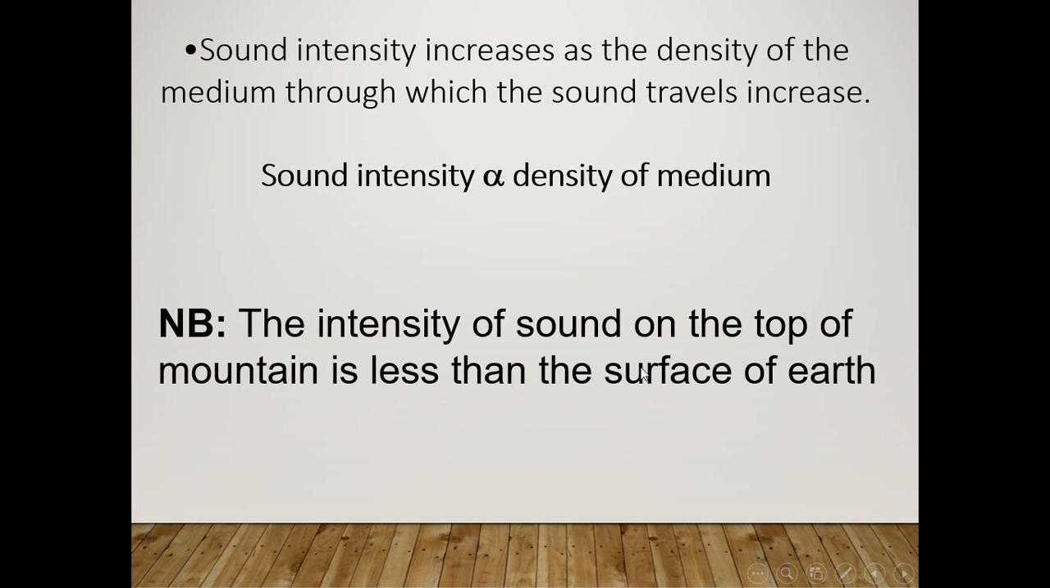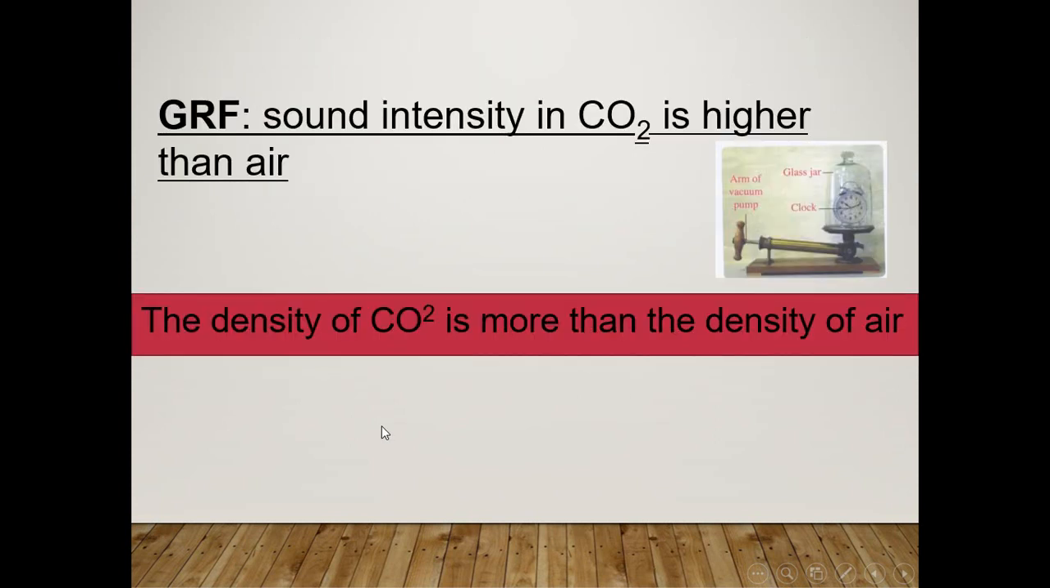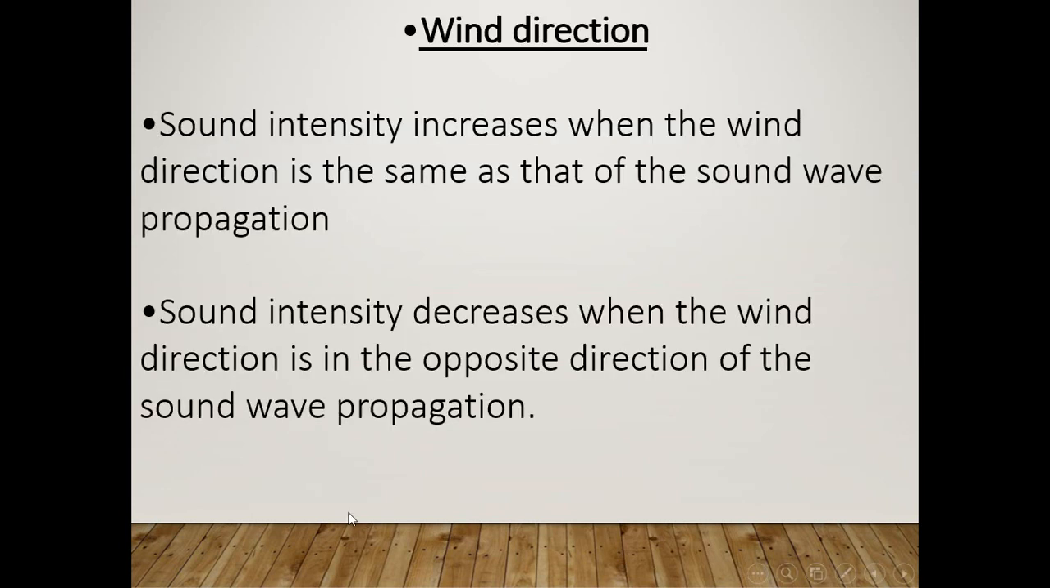The sound intensity of carbon dioxide is higher than that of air. Why? Because the density of carbon dioxide is greater than the density of air. So you will hear the sound of the clock very clearly when we put carbon dioxide inside the glass jar. The wind direction is the last property that affects sound intensity.